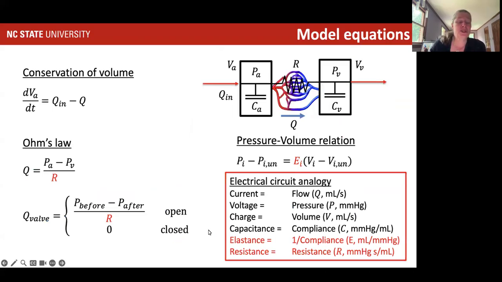So the model is pretty simple. It's basically conservation of volume, which is that the change in volume is the flow in minus the flow out. It's Ohm's law, which says that the flow over a resistor is the pressure in minus the pressure out. We have the heart, which has valves, and then to make the whole system pump, we have a pressure related to elastance, to the change in volume.